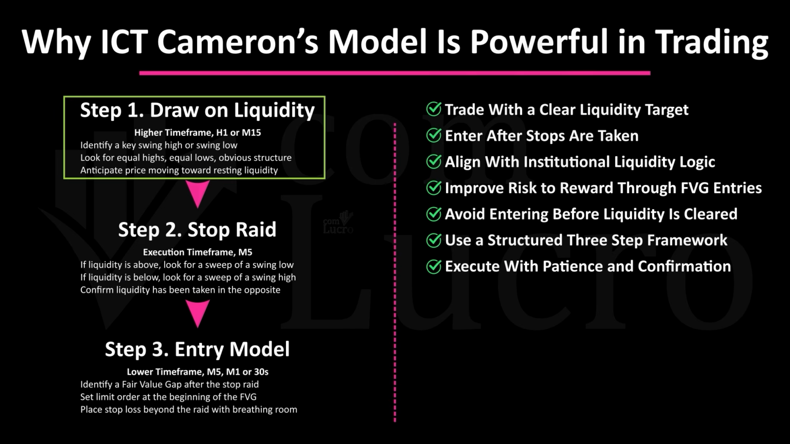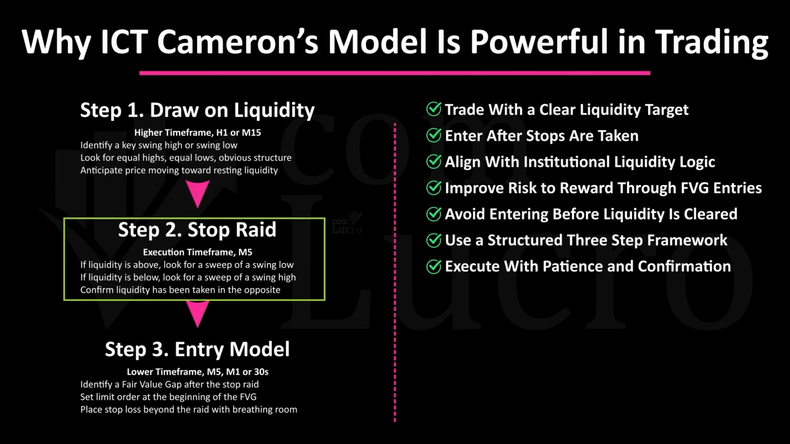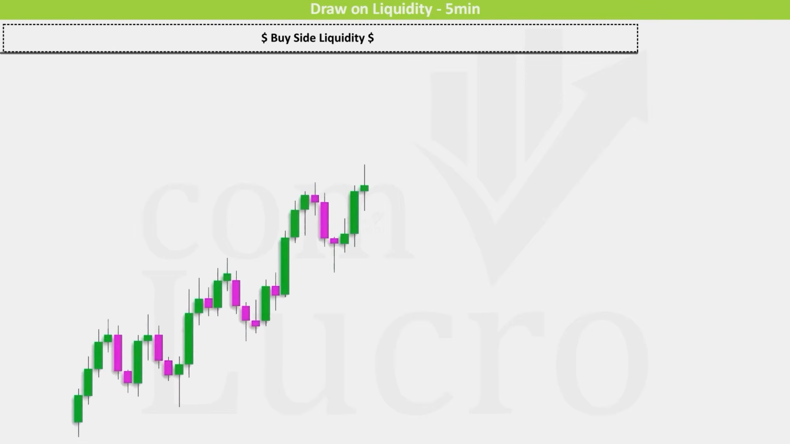With the higher time frame objective clearly identified and the market context aligned, we can now move to the execution phase of Cameron's model. The next step is to identify a stop rate in the opposite direction of the draw on liquidity using the 5-minute chart for execution precision. So now, let us shift to a lower time frame. Keep in mind that in this example, the liquidity zone is positioned above current price.